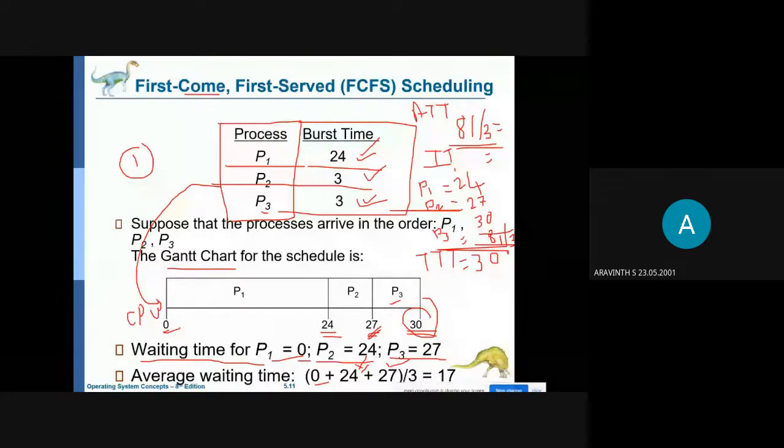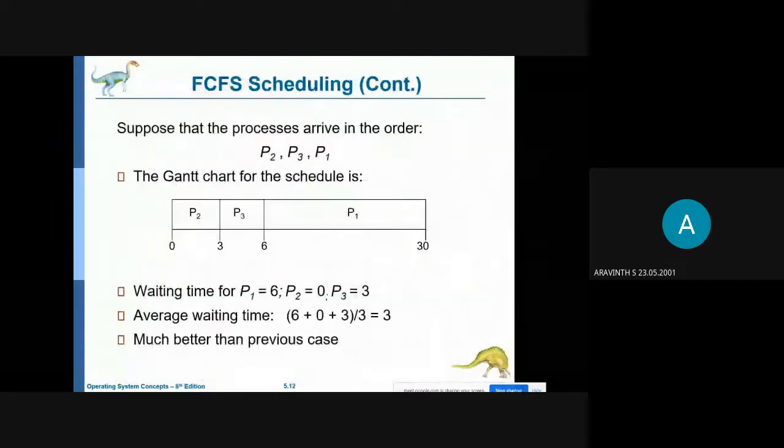So five things you are going to find: the waiting time for each individual process, the average waiting time, the turnaround time, the average turnaround time, and the total turnaround time. Five parameters you are going to find for each problem. Okay. Next, the same scheduling problem, but the processes run in a different order. Now in first come first serve, P2 comes first, then P3 and then P1.